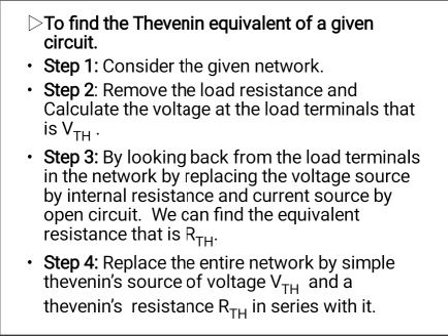To find the Thevenin equivalent of a given circuit, step 1, consider the given network. Step 2, remove the load resistance and calculate the voltage at the load terminals, that is VTH, that means Thevenin's voltage. Step 3, by looking back from the load terminals in the network, by replacing the voltage source by its internal resistance and current source by open circuit, we can find the equivalent resistance, that is RTH, that is nothing but Thevenin's resistance. Step 4, replace the entire network by a simple Thevenin's source of voltage VTH and a Thevenin's resistance RTH in series with it. That means it's connected in series with it.